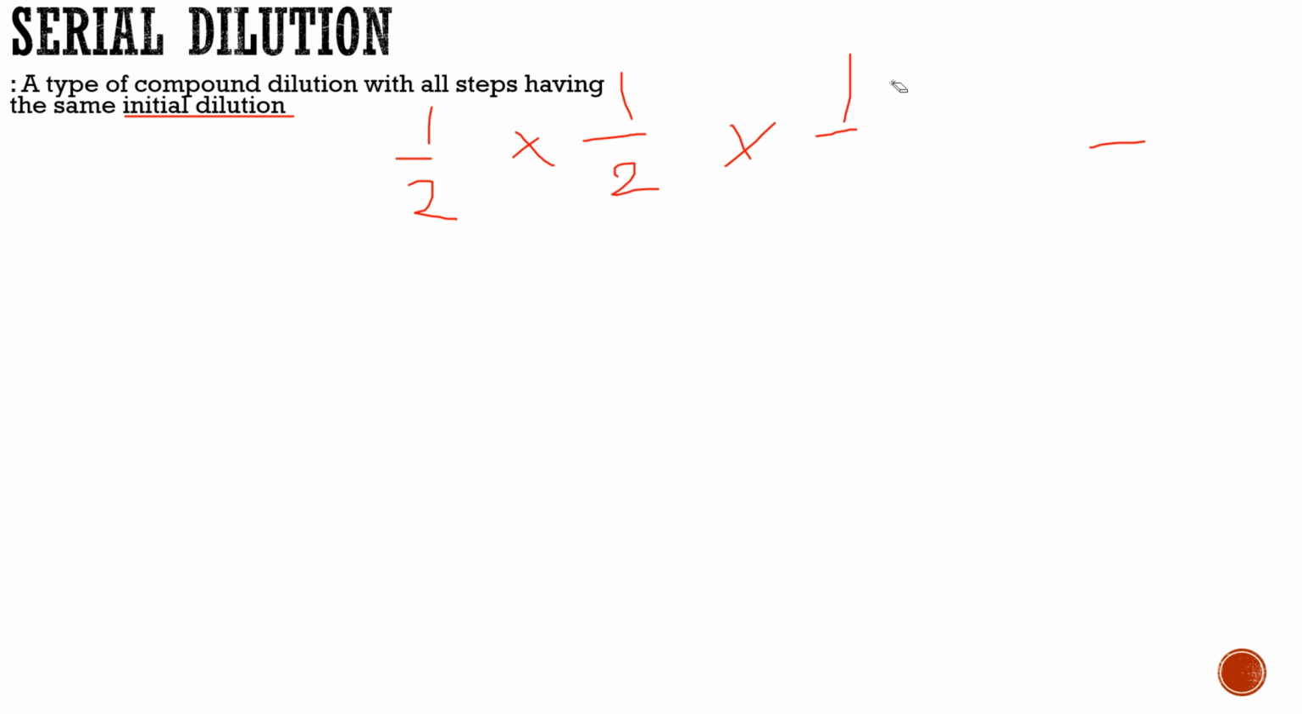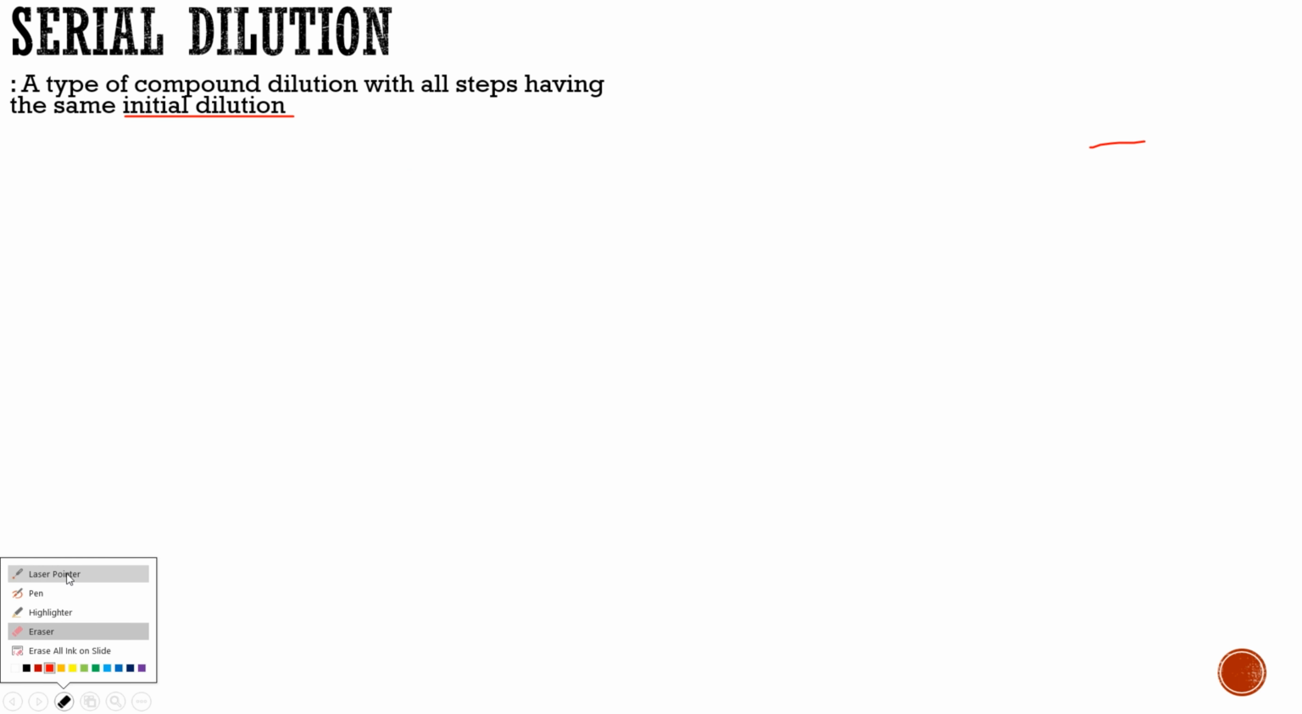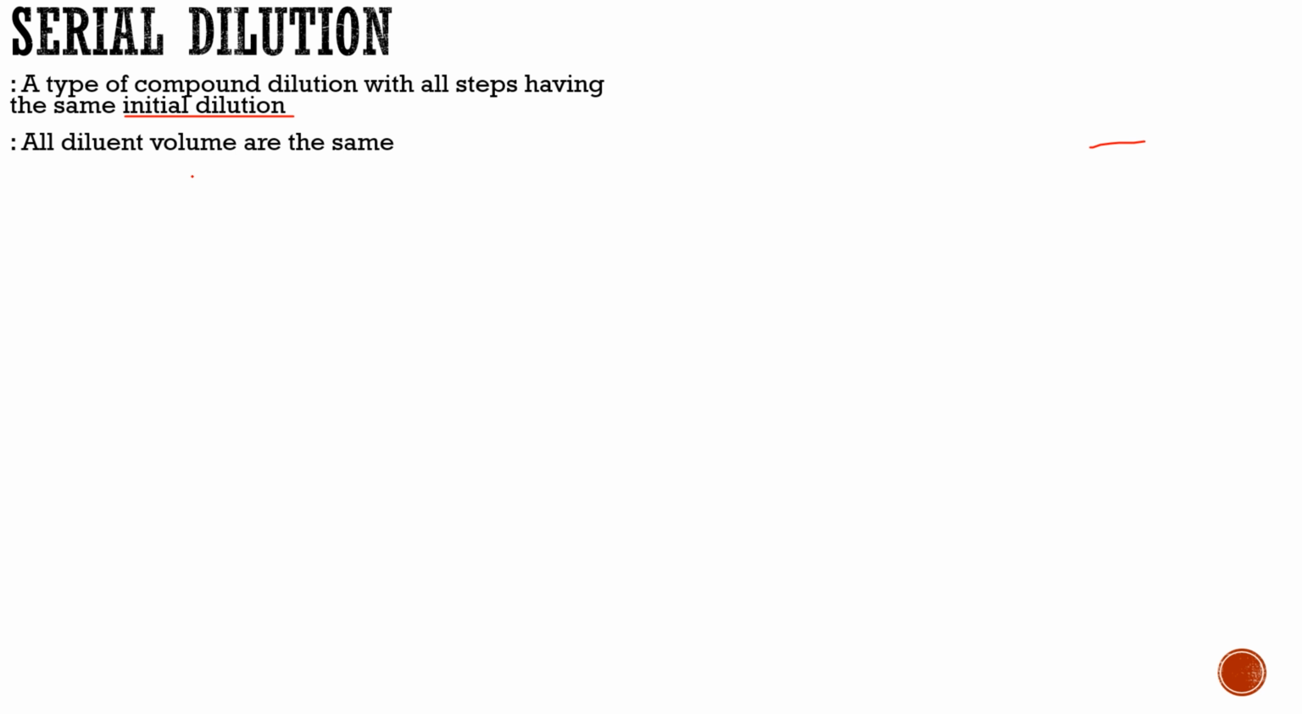So do remember that ha. Kapag compound dilution, different initial dilutions. But if it's serial dilution, you have the same initial dilution. And to do this, to have the same initial dilution, class. So pag tinanong nyo ko, sir, how do we get the same initial dilution? To do that, you need to have the same diluent volume. Pare-pareho ang diluent volume nyo.